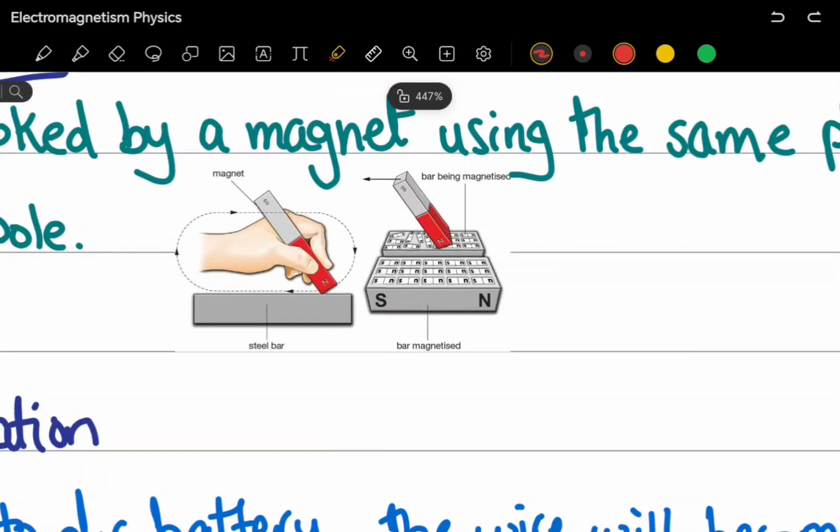And vice versa. For example, if I flipped this magnet and used the south pole instead to stroke the steel bar, therefore the pole that will be created here is going to be south, and the other pole here is going to be north.